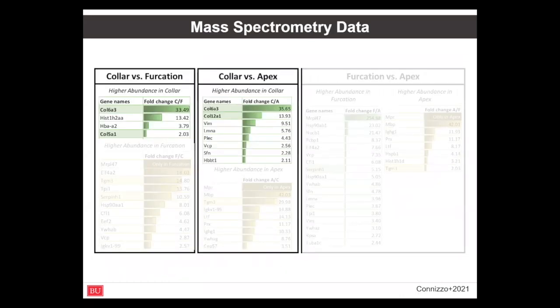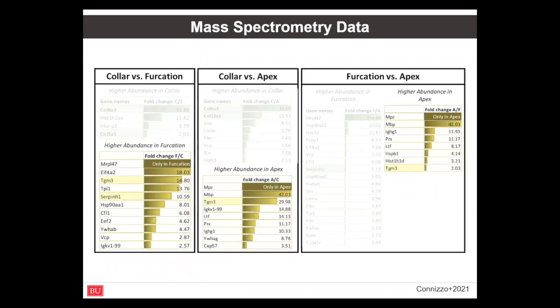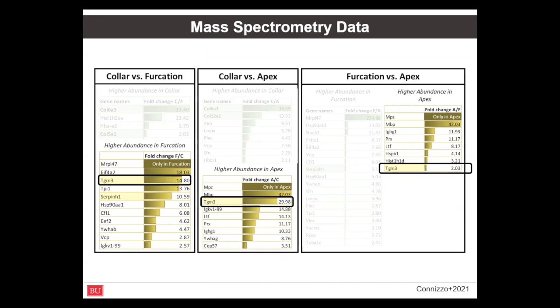So in addition to these minor collagens, another interesting target we found that was higher in the furcation was TGM3. And that was actually present in all three of our tissues. So it was present in the collar, the furcation, and the apex, but it was highest in the furcation compared to both other regions.